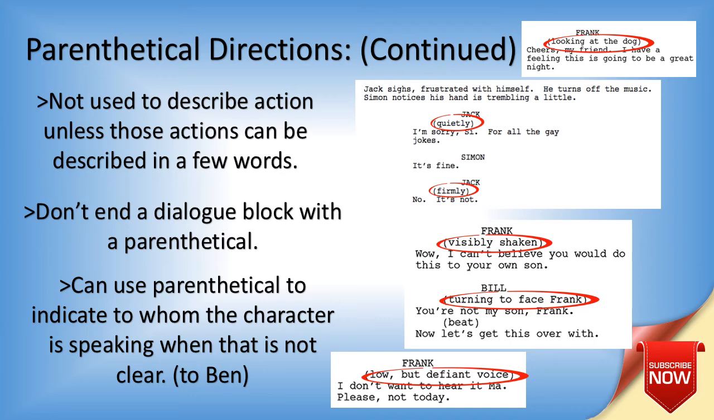So, you can use parentheticals to indicate to whom the character is speaking when that is not clear. Like I said, I'll give an example. You have a guy talking to 3 people in a room, but he wants to focus on one person and say something to that one person. Before he says it, in the parentheticals, you say, to Ben or to Veronica.